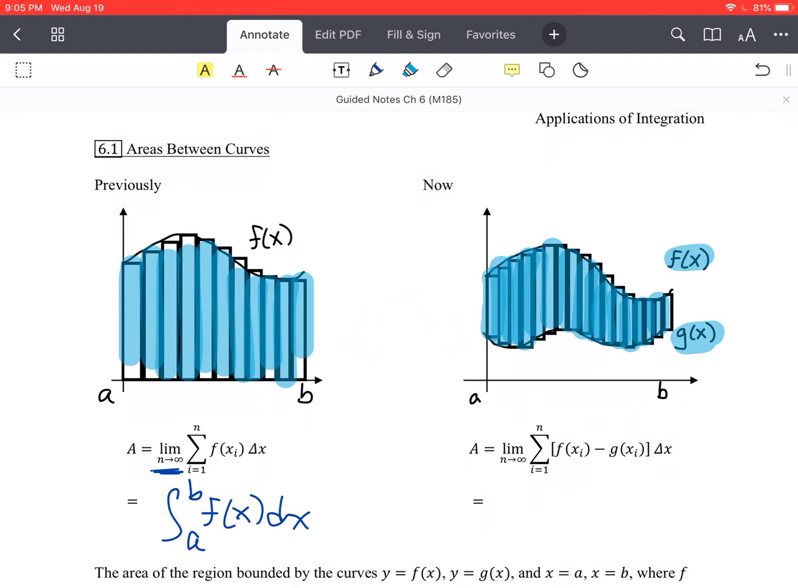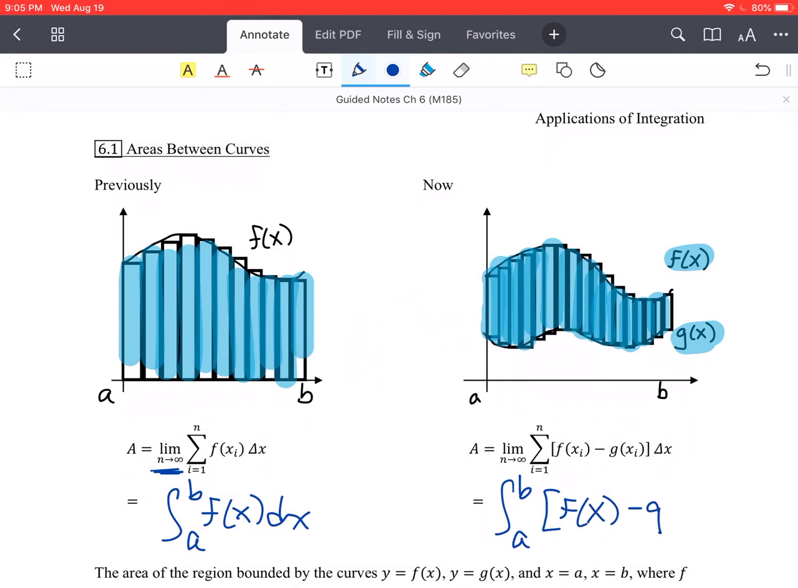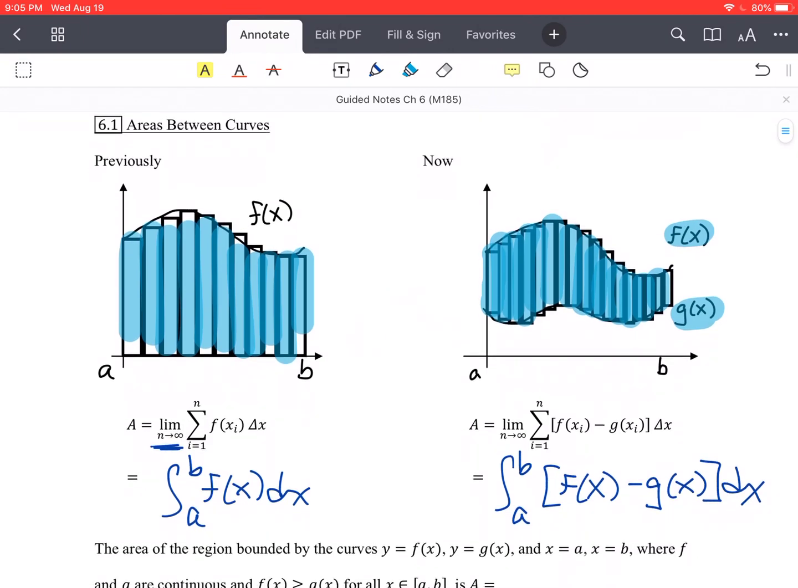So between two curves, and in order to find this, all we need to do is compute the integral from a to b of the top function minus the bottom function. So top function minus bottom function. The reason that this works is because, again, we're talking about areas under a curve.